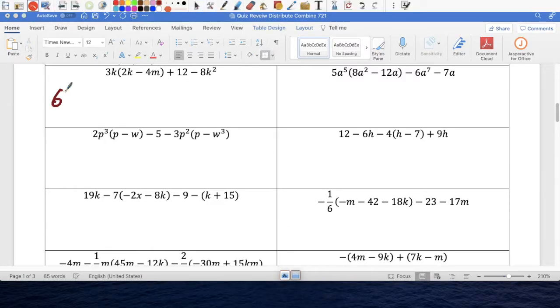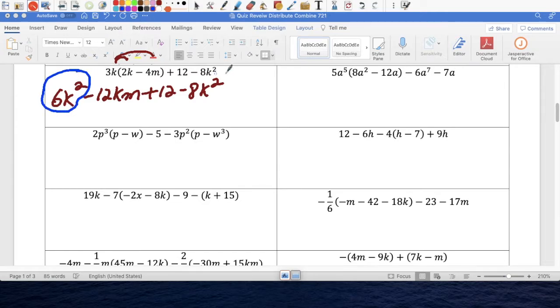Again, distributive property, I get 6k to the second power minus 12km plus 12 minus 8k squared. So, combine like terms, I have a 6k squared here and a minus 8k squared, so that gives me negative 2k squared. And then the rest, they're not like terms at all, so I just write them down.